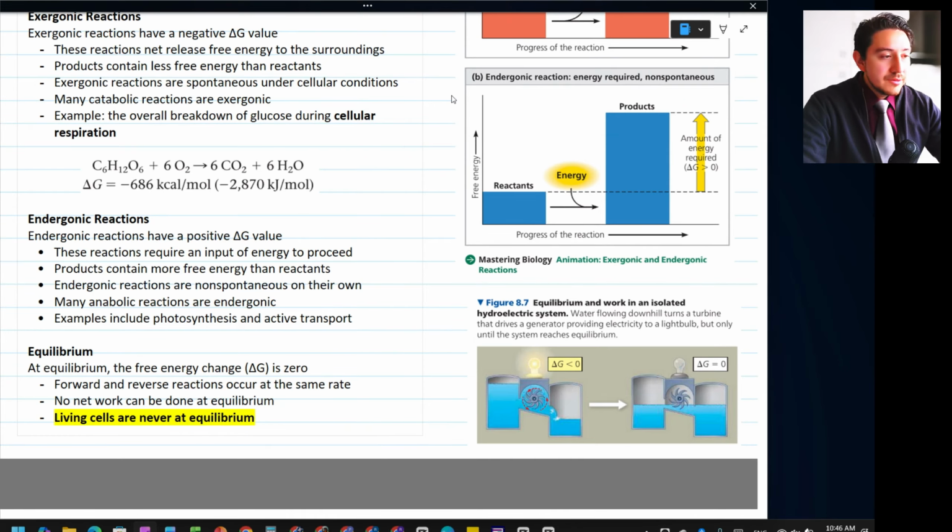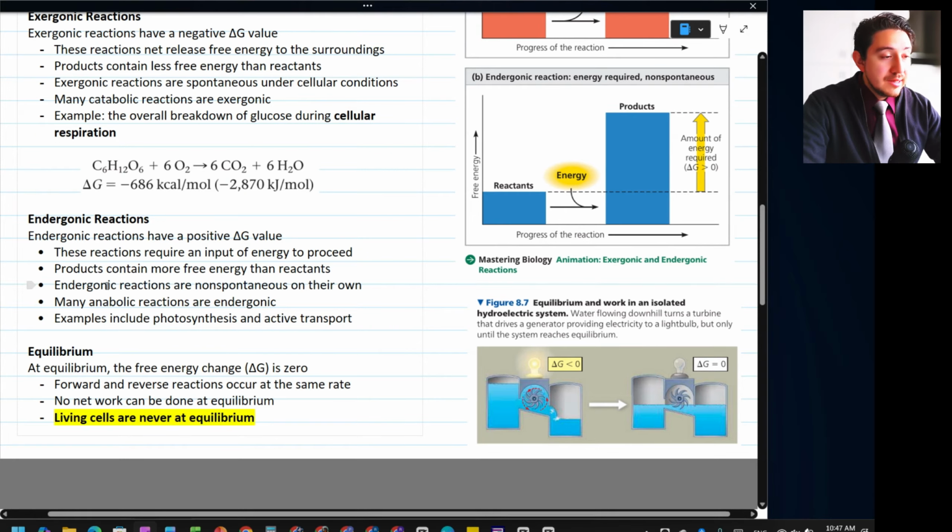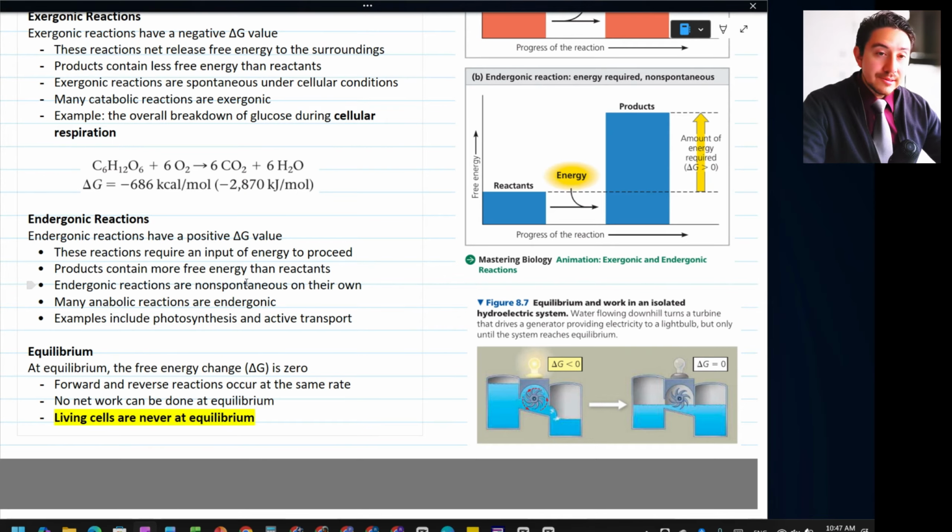Now we're going to talk about endergonic reactions. Endergonic reactions have a positive delta G value, and these reactions require an input of energy to proceed. The products contain more free energy than the reactants, meaning that they're also non-spontaneous on their own.